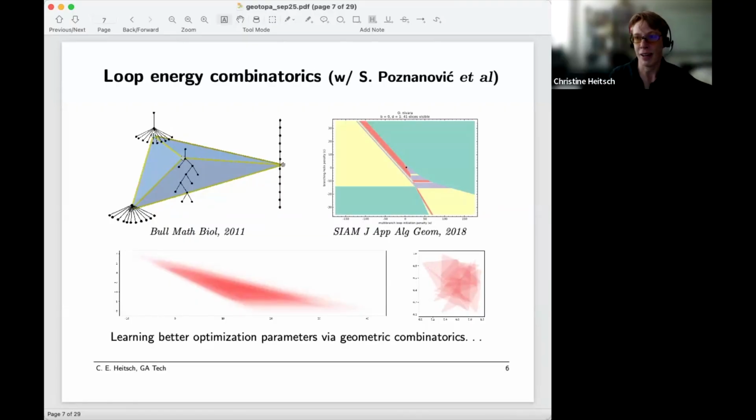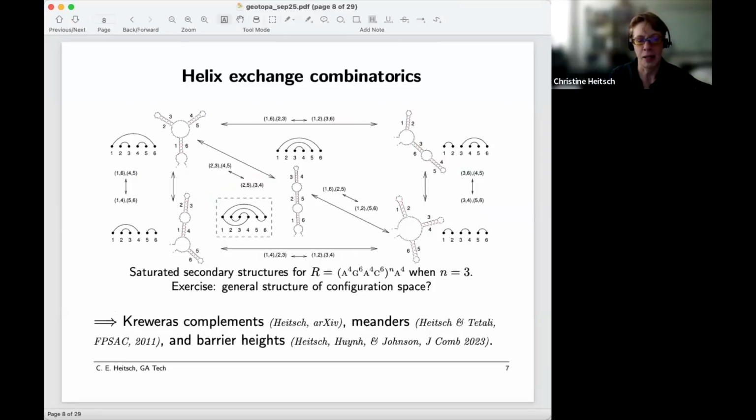And so often I have given talks about that, where I just describe this whole RNA polytope project for loop energy combinatorics. But today, I'd like to tell you about something that ends up involving a little less biology background, and so therefore ends up being a bit more mathematically accessible as well. And so we're also going to think about this helix exchange combinatorics problem.